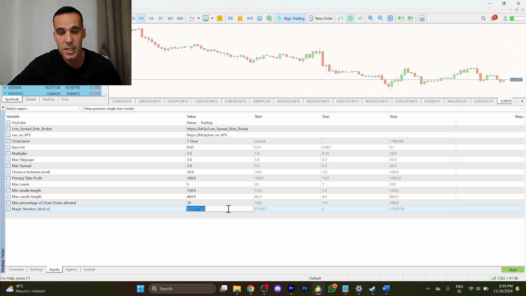It doesn't matter if you change it, but if you want to be using this bot, and also imagine, for example, next week I upload a new version, which may not be the case, but if I do, just leave the magic number the same, and this new version is going to manage these previous trades that are open.